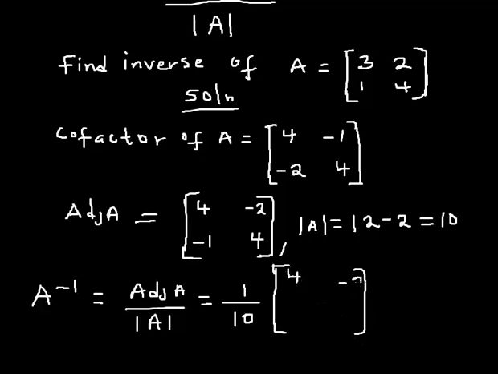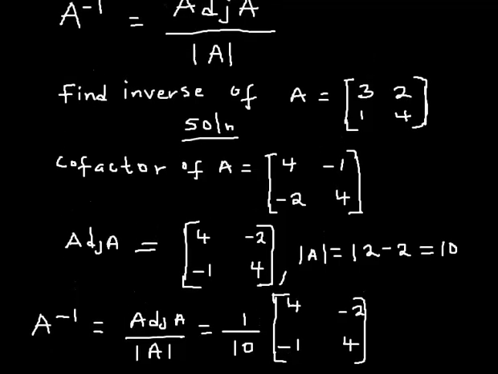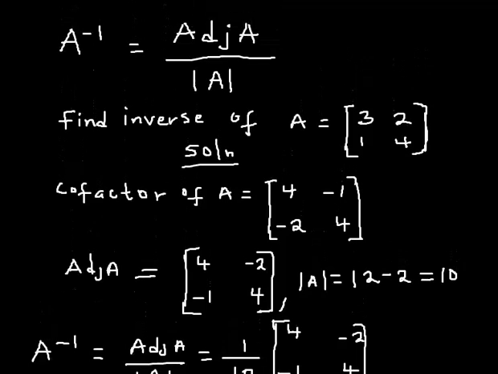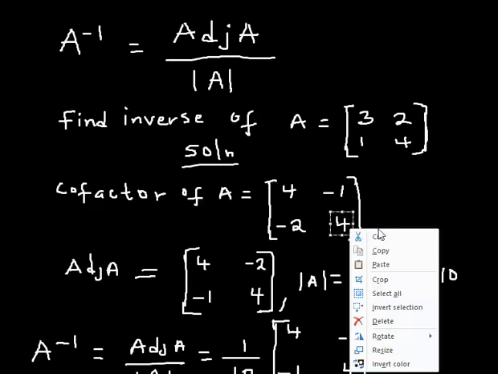-2, -1, then of course 4. Did I make a mistake somewhere? I'm having 4. I shouldn't have 4. It shouldn't repeat itself. The cofactor of this is not 4, rather it is 3.